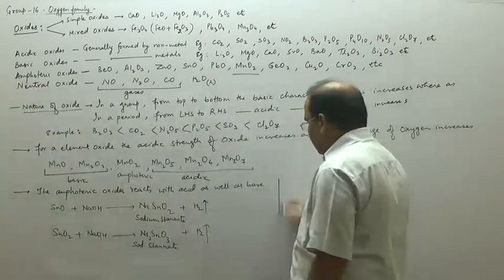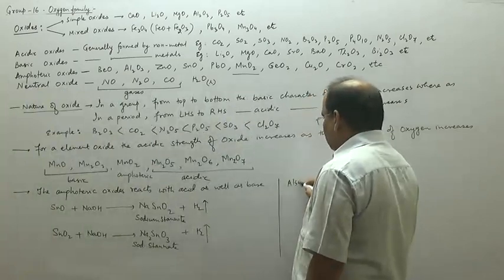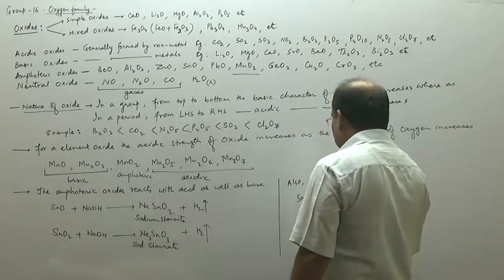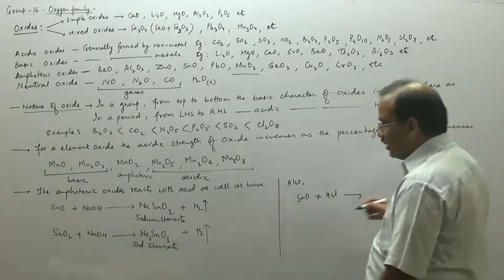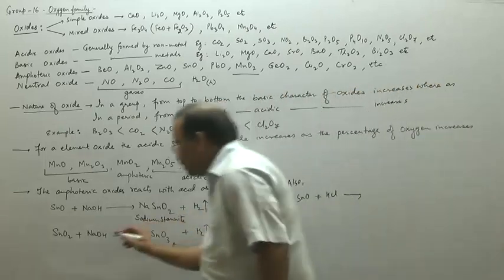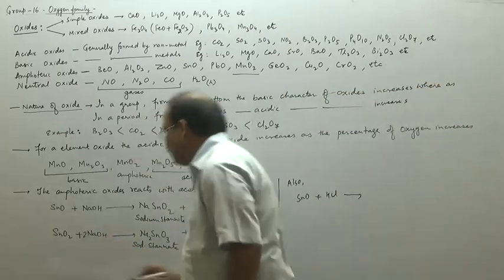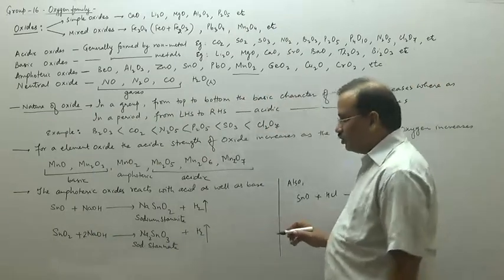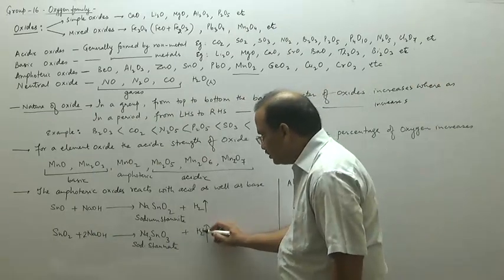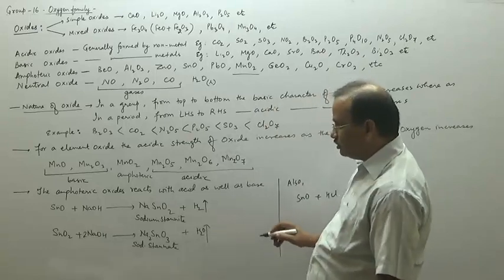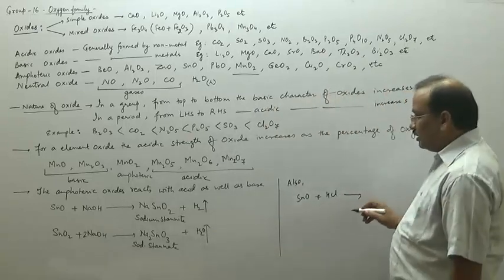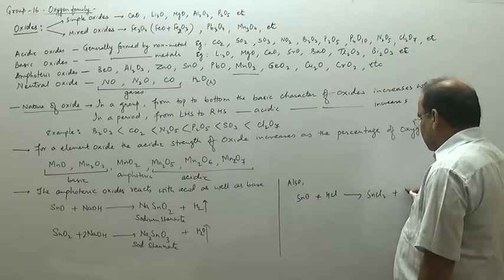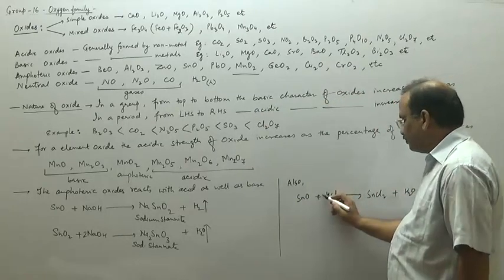Similarly, I can write the reaction with the acids. SnO reacts with HCl. So this is SnO, and we get H2O formed with the reaction. Here we write HCl, so SnCl2 plus H2O we get.